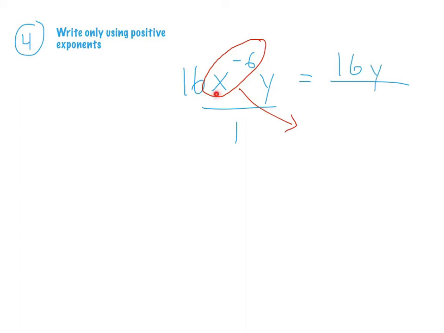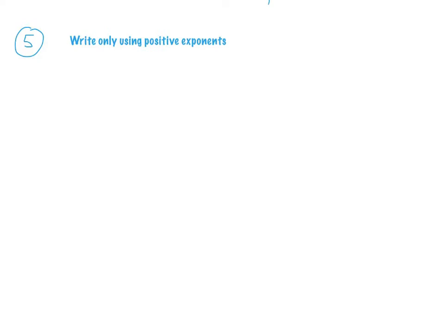Now we said the x to the negative 6 drops down and loses the negative, so I'm going to do a little negative sign and x through it, so that it becomes now x to the positive 6, and you would be done. All right, so let's try another.